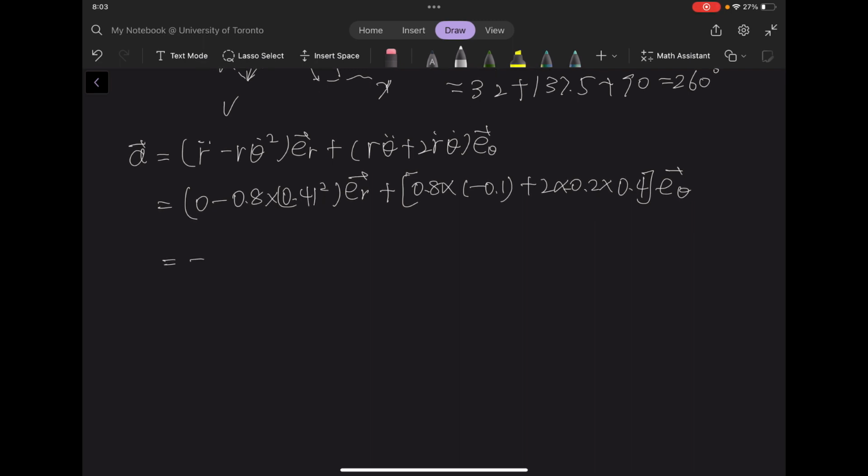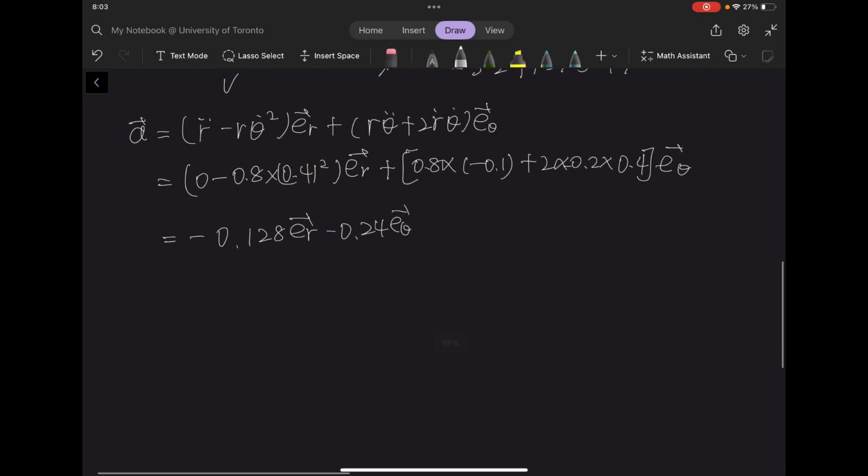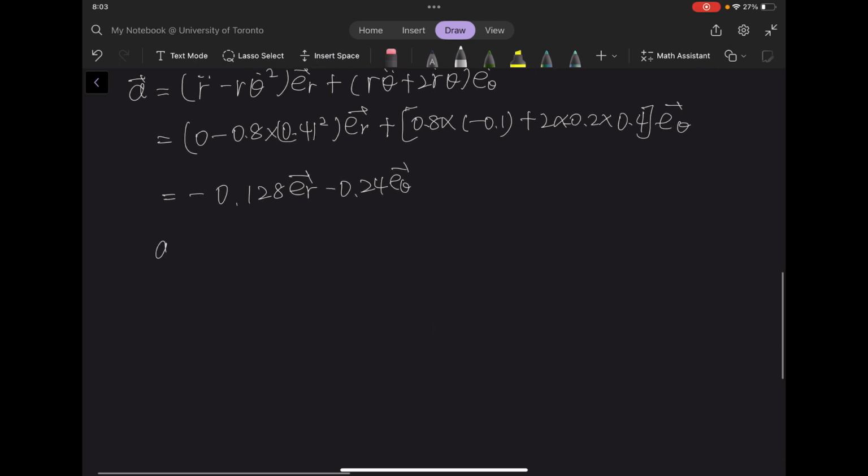We will get acceleration is equal to negative 0.128 ER minus 0.24 E theta. Again, we can get the magnitude of it, equal to 0.272 meter per second square.